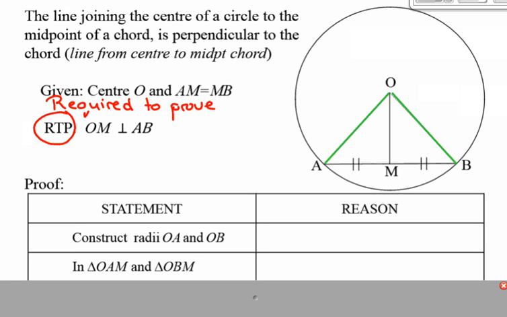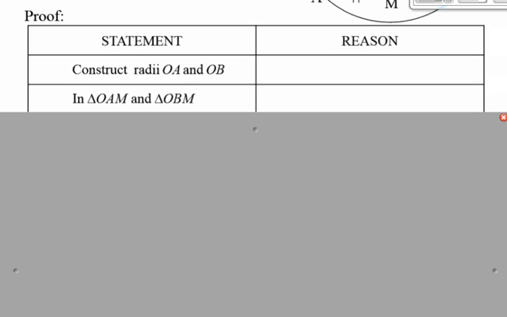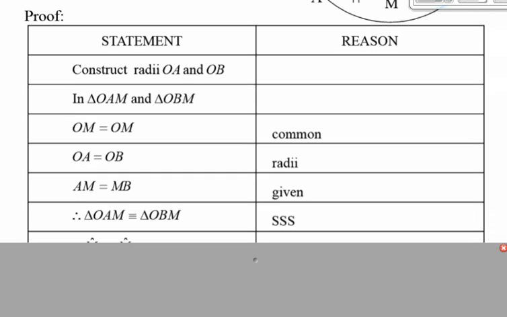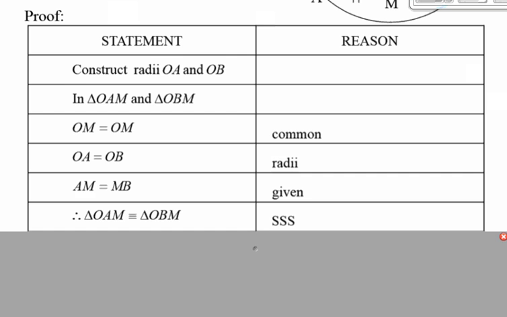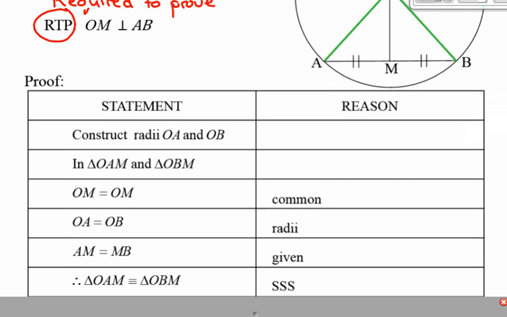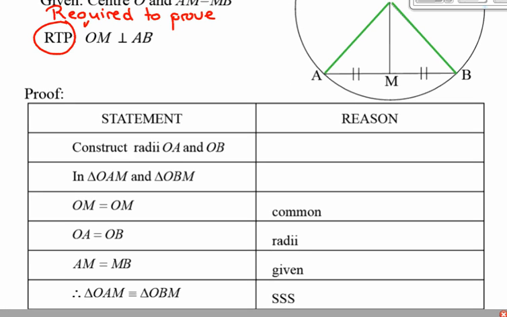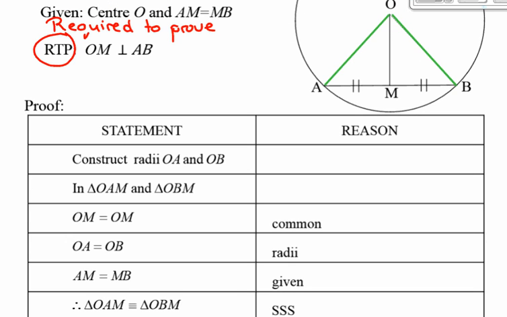First thing. Now what we're actually going to do is we are going to prove that triangle OAM and OBM are in fact congruent. So that's our next chunk after constructing, that OAM and OBM are congruent. And this is how we're going to do it. We know that OM is common, so we say OM equals OM because it's common.